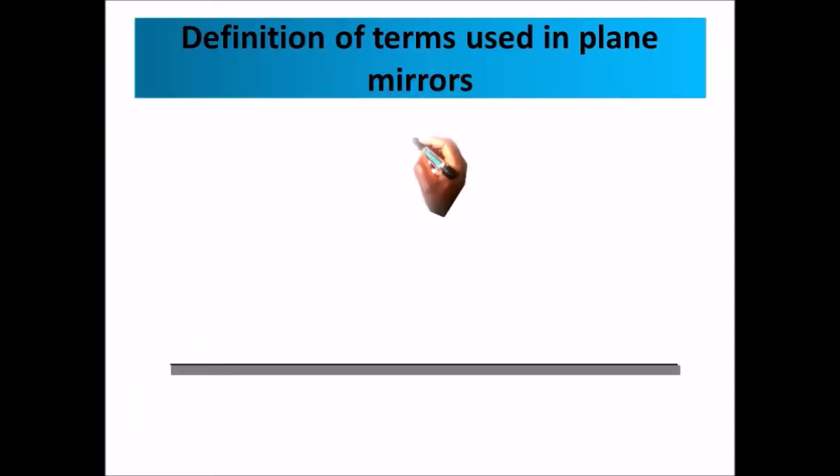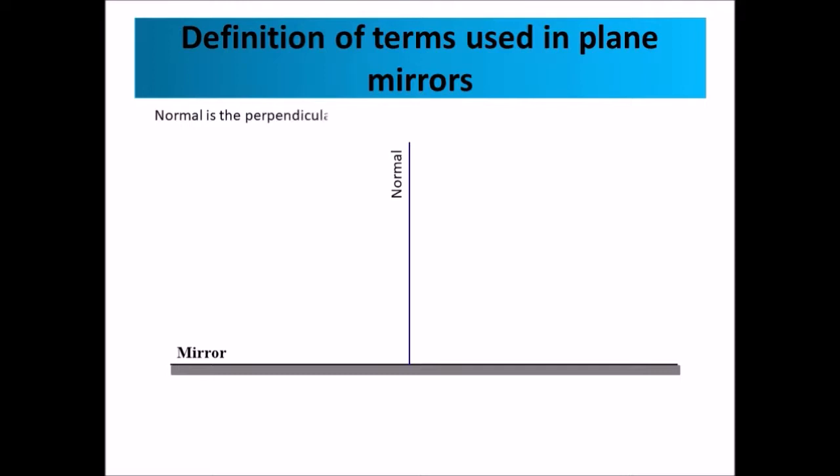So first, let's look at the definition of terms used in plane mirrors. In the video you are going to see, we have a mirror facing upwards, which we'll use to identify the terms. So we'll draw a line that is perpendicular to the mirror line. This line is called the normal. So what is the normal? The normal is the perpendicular line to the reflecting surface at the point of incidence.